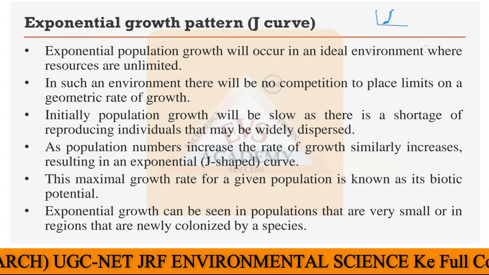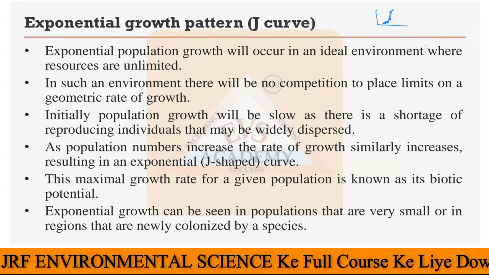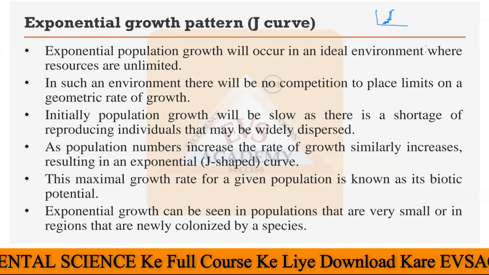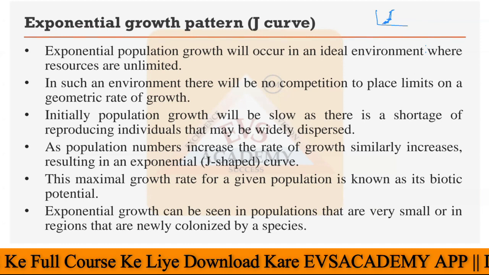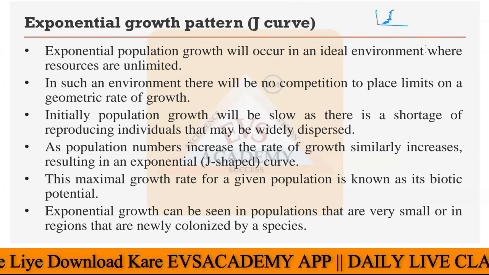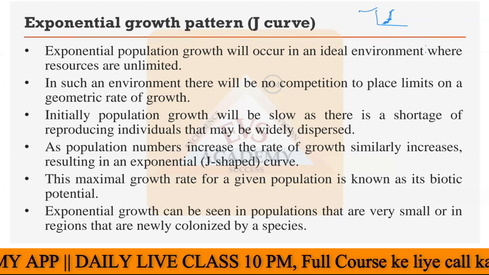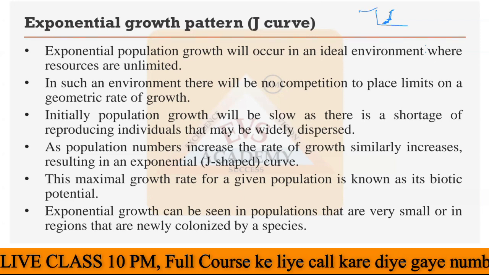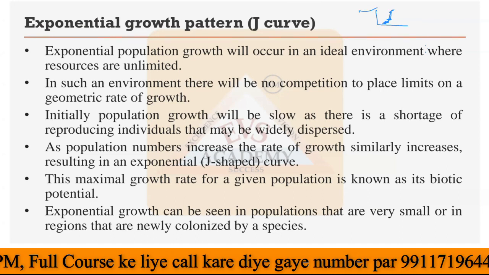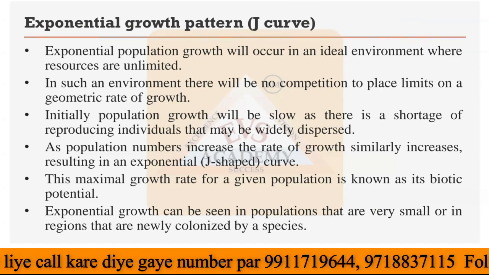As population numbers increase, suppose this reaches this particular point. After reaching this point, the rate of growth similarly increases, resulting in an exponential or J-shaped curve that you can see here. And this maximal growth rate for a given population is known as its biotic potential. So let's see this in the graph itself.